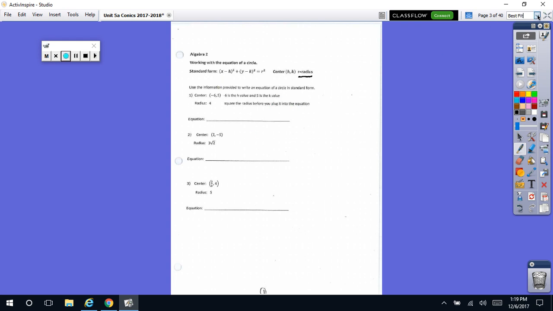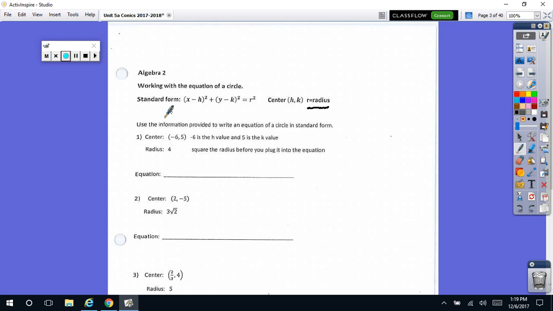Okay, let's look at this right here. It says, use the information to write an equation of a circle in standard form. Here is the standard form. If you remember when we were talking about parabolas, H and K are what's known as your vertex, but in this case, it is your X and Y of the center. So if I give you these coordinates as X and Y, then you literally replace it in here. Easiest way to remember to replace it is they switch signs.